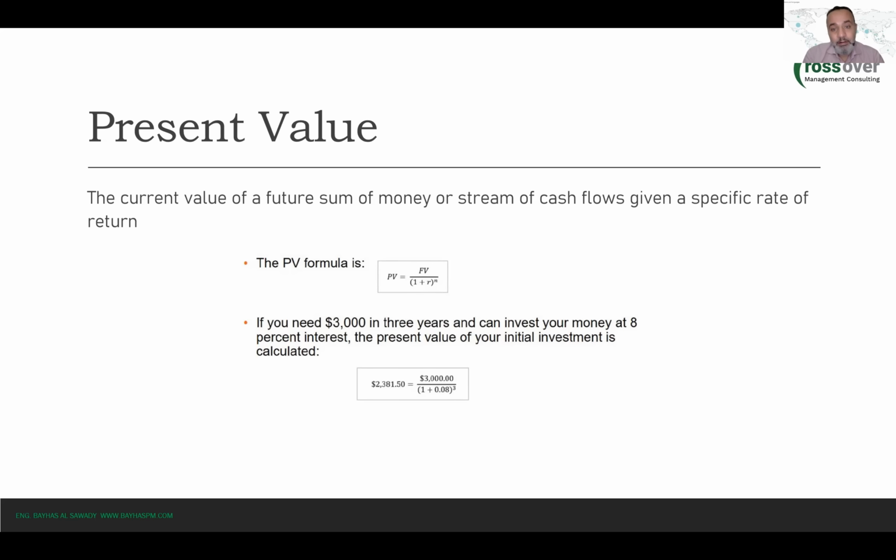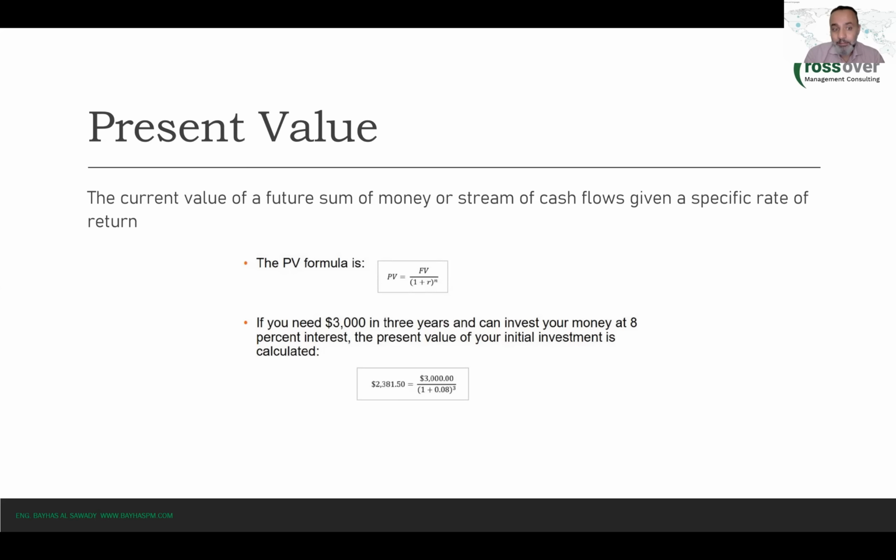Now, again, please focus that as project managers, we are not concerned about the calculations and the specifics of the calculations, because this is not our job. This is not our responsibility. It's the responsibility of the people who are performing the feasibility study.